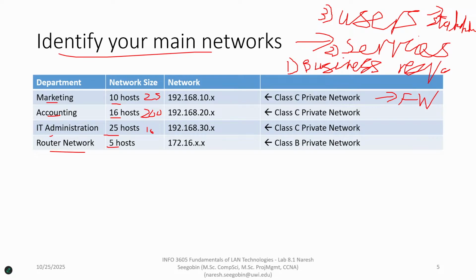For the router network, it says 5 hosts, but it can vary based on how many connections you're going to have. Your router network could vary because it's point to point, meaning you have a separate network for each link. Right now, each of these is a separate network. I'm putting class B, but I could go down to even a subnetted class C.